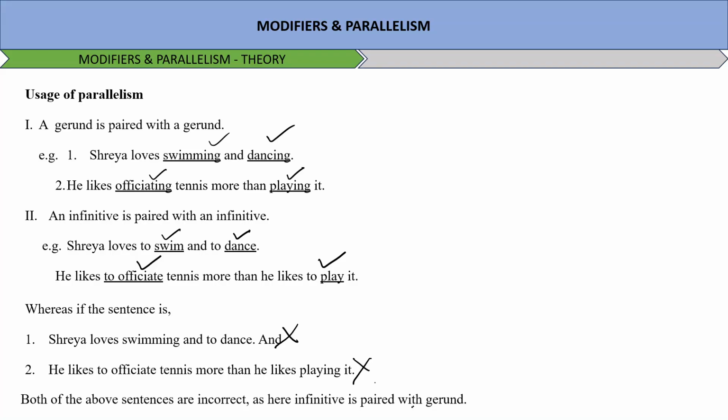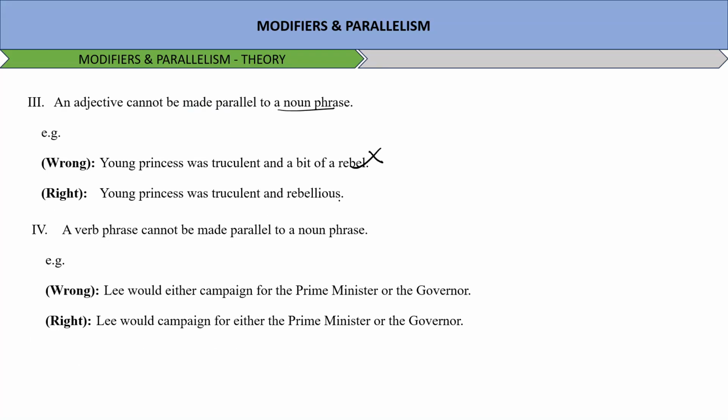For example, young princess was truculent and a bit of a rebel. Incorrect. Young princess was truculent and rebellious. This is a correct way of using adjective for a noun. A verb phrase cannot be made parallel to a noun phrase. For example, Lee would either campaign for the prime minister or the governor. No. Lee would campaign for either the prime minister or the governor. There has to be synchronization if you actually understand what we are trying to deliver here.